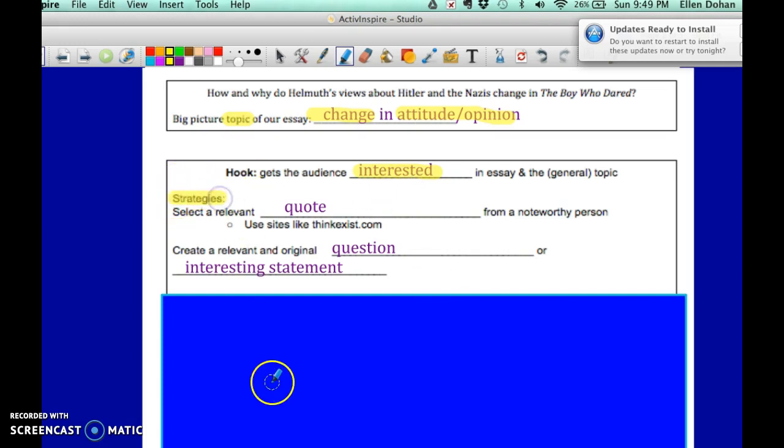So three strategies that we'll talk about are the following. First, select a relevant quote from a noteworthy person. Noteworthy, again, means someone who is known by not just you or your personal family. You can use sites like thinkexist.com and even type in general key terms like quotes about change. You can also create your own relevant and original question or an interesting statement. Notice, though, that each of these three strategies uses the adjective relevant. It must be relevant to our big picture topic of change.